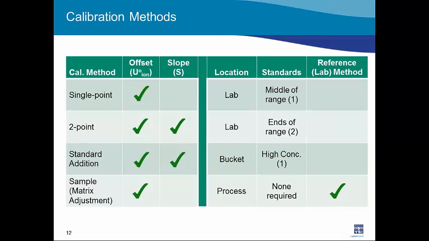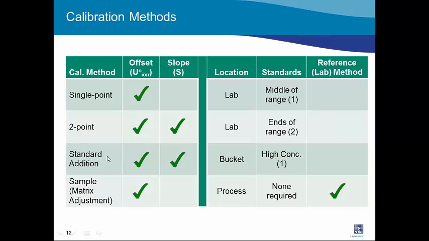It's done in a lab with standards. 2-point, also done in a lab with standards, and the 2-point can be used also to determine the slope. These two should be very familiar to you because if you think of a pH calibration, a single point would be analogous to maybe doing a 7-point calibration. 2-point would be like doing a 7 and 10 or a 4 and 7, which enables you to get a slope.